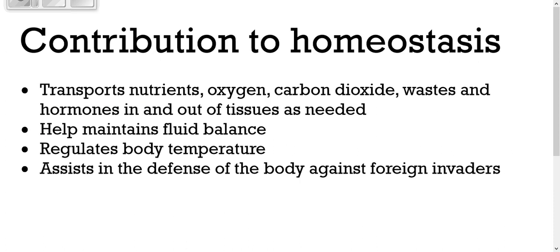Okay. Your cardiovascular system, or circulatory system, does make contributions to homeostasis because it transports nutrients, oxygen, carbon dioxide, waste, and hormones in and out of the tissues as needed. It helps to maintain your fluid balance, regulates your body temperature. We talked about that in the very first unit on homeostasis. We talked about your blood vessels dilating, so opening up, or constricting to keep blood either at your core or out to your extremities. And it also assists in the defense of the body against foreign invaders. So that would be our white blood cells that do that.